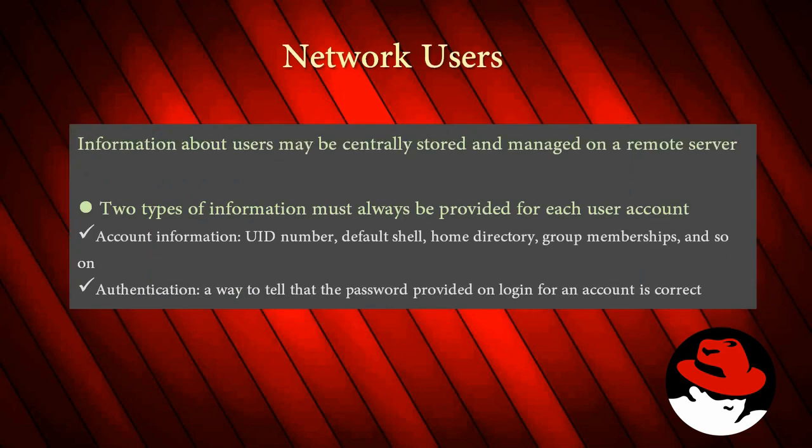Then there come network users. We may have network users. The information about users may be centrally stored and managed on a remote server. Two types of information must always be provided for each user account. The UID, account information: the UID number, default shell, home directory, group membership, and so on. And the authentication, a way to tell that a password provided on login for an account is correct for network users.